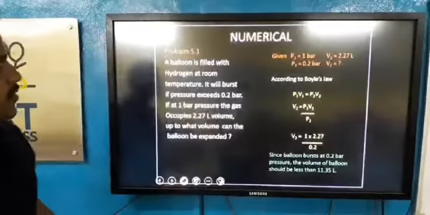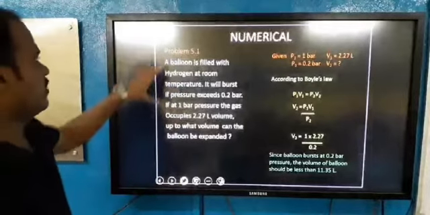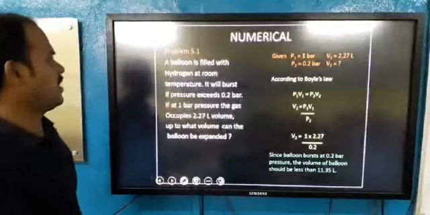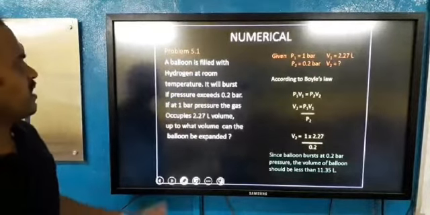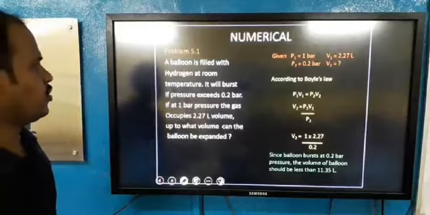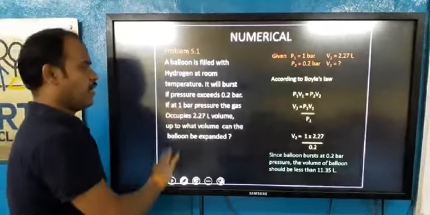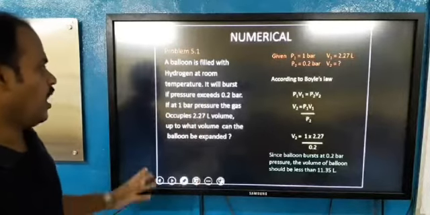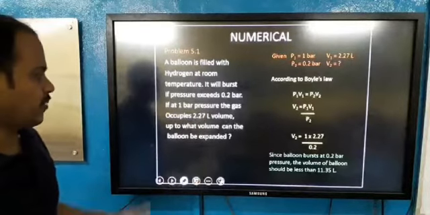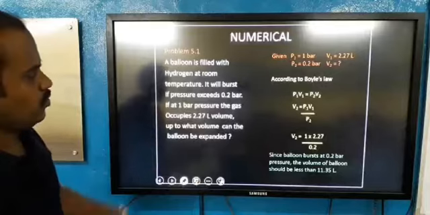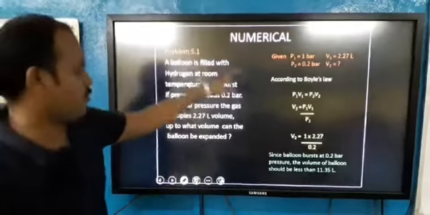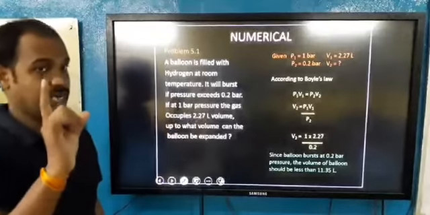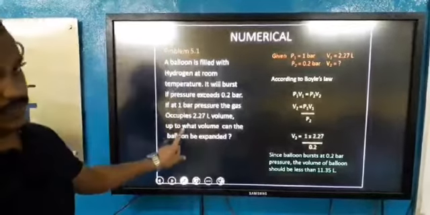Second law. So let's solve some numericals. Here is a problem in our book. A balloon is filled with hydrogen at room temperature. It will burst if pressure exceeds 0.2 bar. If at 1 bar pressure the gas occupies 2.27 liter volume, up to what volume can the balloon be expanded? So simple calculation. From this numerical, first see, you have to find out the values which are given. So read this question very carefully.